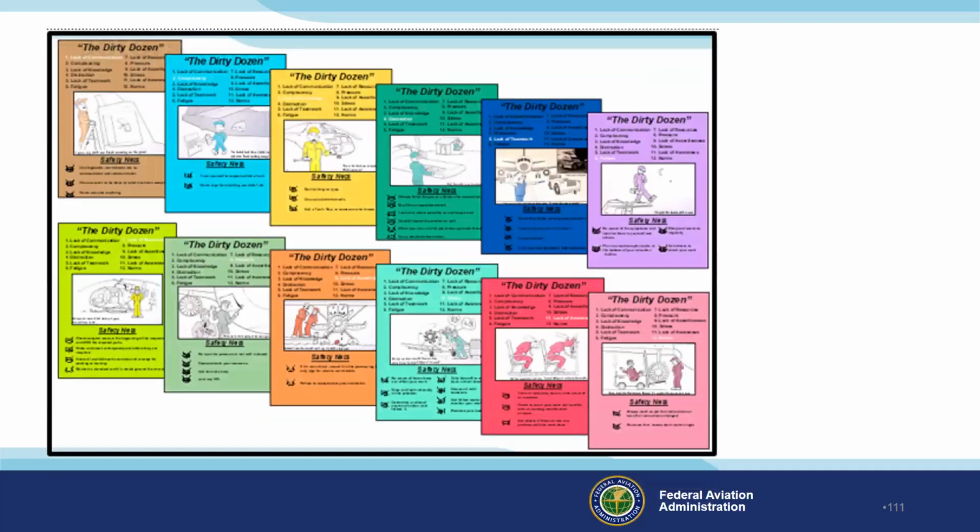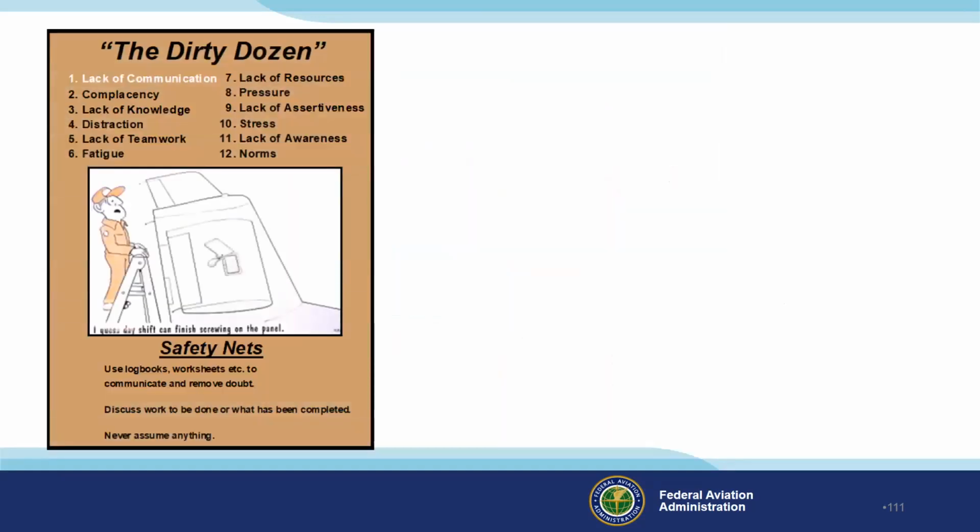Don't forget the dirty dozen. Mechanics can also do things that adversely affect airworthiness. We're all human. We all make mistakes. There's many reasons for mistakes, but they do occur. Let's run through the dirty dozen real quick. This one's lack of communication. I guess the day shift can finish screwing on the panel. Well, this has caused a lot of fatalities where a panel has been left off an aircraft.